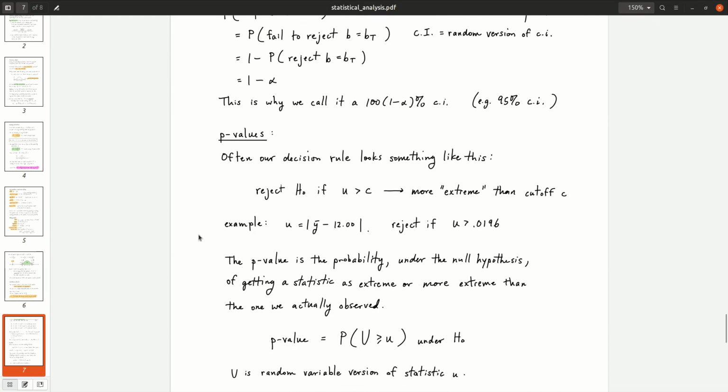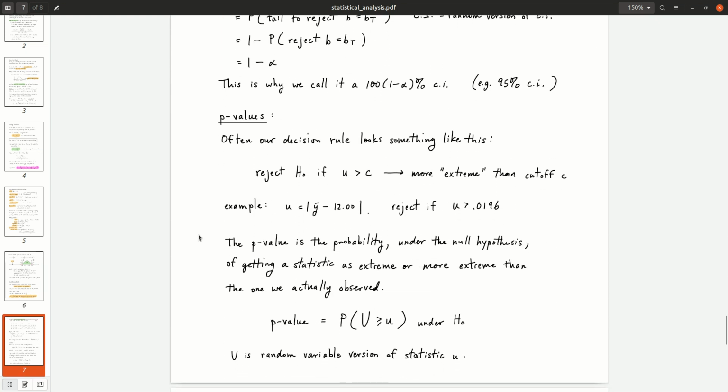All right. The final concept I want to go over is something called the p-value. The p-value is another thing that's been controversial, and there are good reasons for it being controversial, but I think you can't really criticize it until you understand exactly what it is.